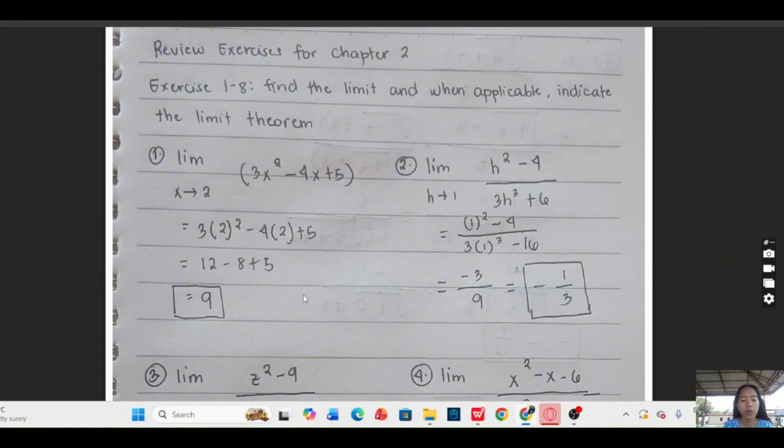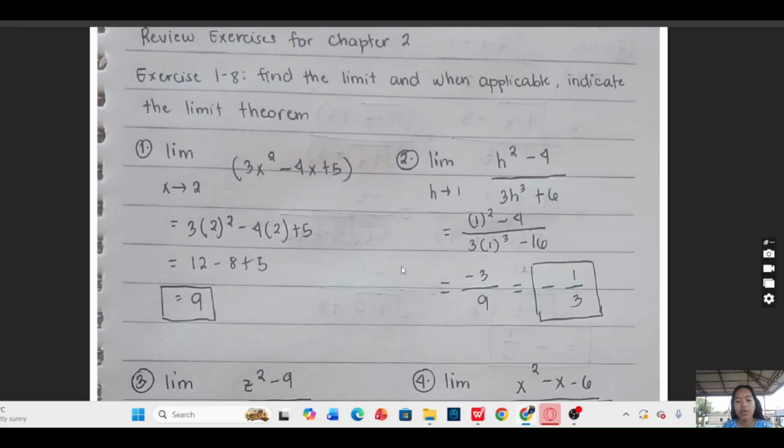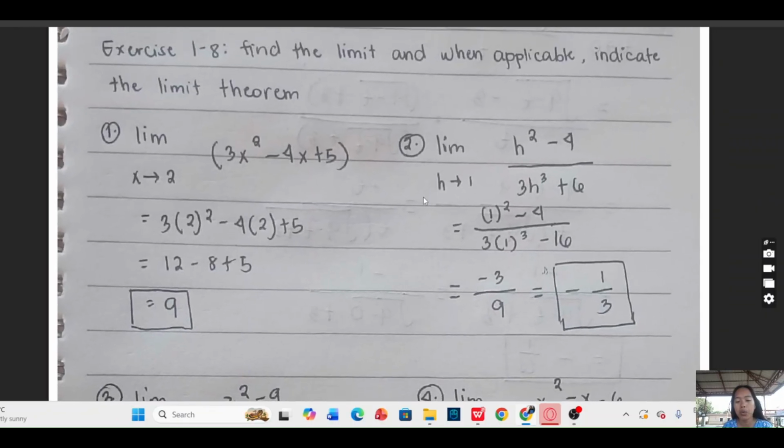So all we have to do is substitute the 2 in the variable. So now we have 3 times, substitute x with 2. So that is 3 times 2 squared minus 4 times 2 plus 5. And so in solution, we get 12 minus 8 plus 5, and then the answer is 9. So the limit is 9. So next, we have number 2.